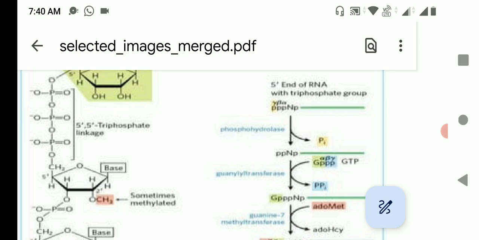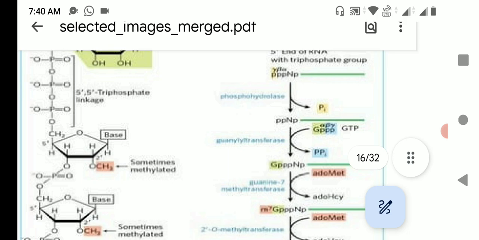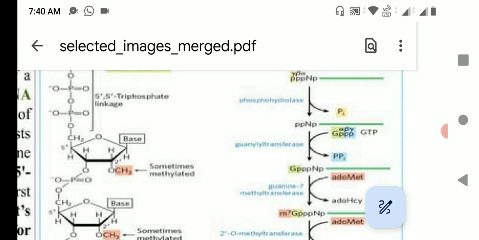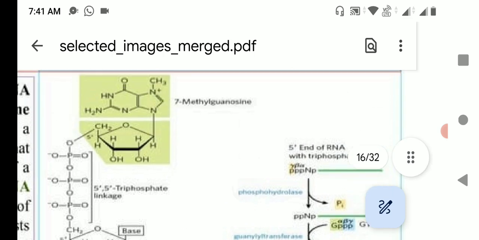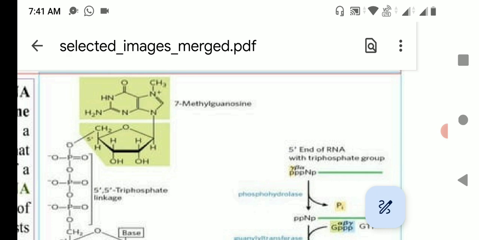After the removal of the phosphate group, a guanosine residue is added, that is GTP is added by guanyl transferase. During this mechanism a pyrophosphate is removed. Once the newly added guanosine residue is added by the triphosphate linkage, then comes the role of guanosine 7-methyl transferase. The 7th position of the guanosine residue is methylated. In the next diagram we can see the 7-methyl guanosine is added.